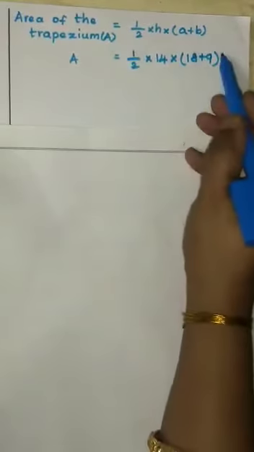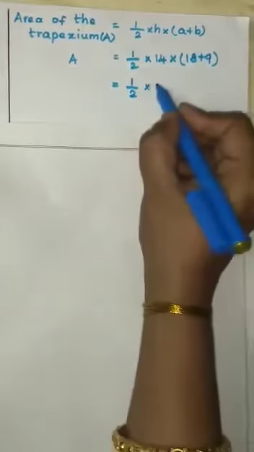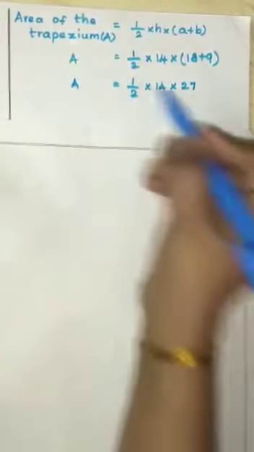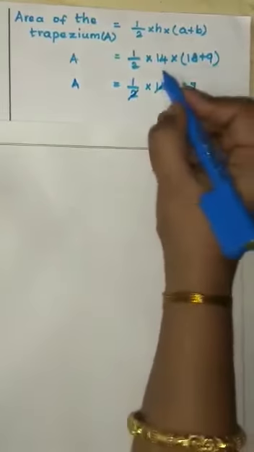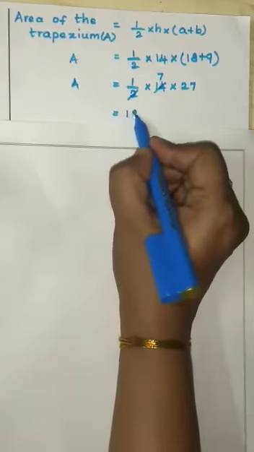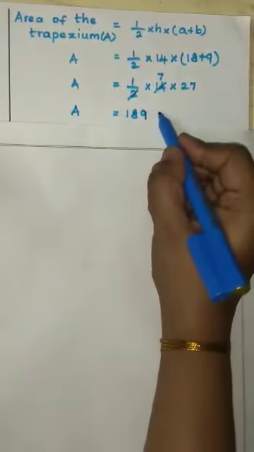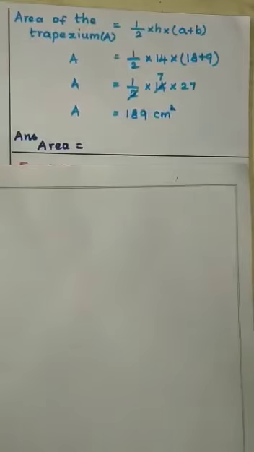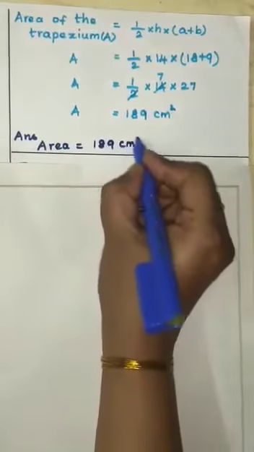Next step, you remove the bracket by adding 9 and 18. Half into 14 into 27. You cancel this 2 and 14. How many times does 2 go in 14? 7 times. So 7 into 27, 189. So A is equal to 189. Don't forget to write the unit, centimeter square. Answer step: area is equal to 189 centimeter square.